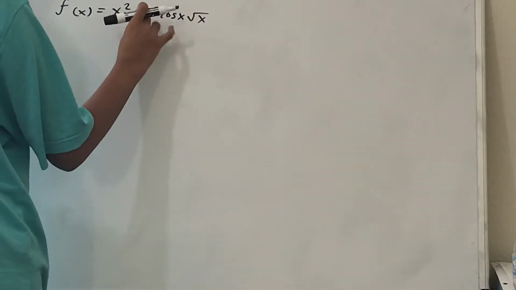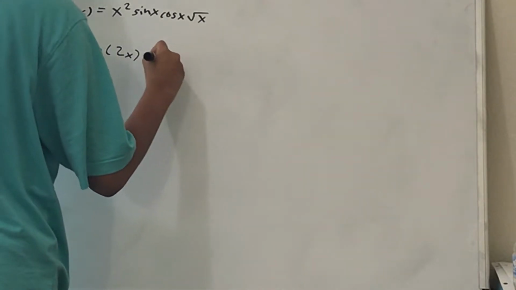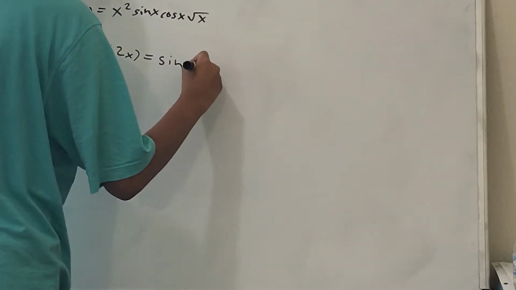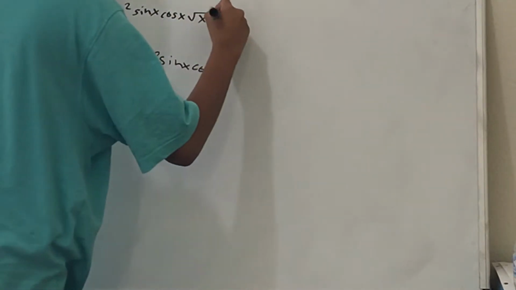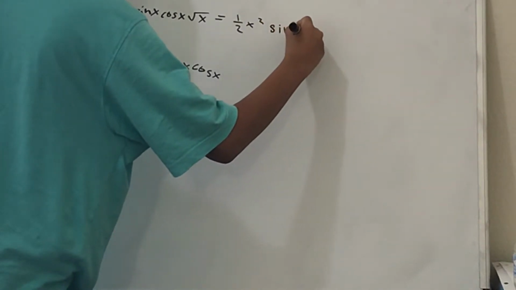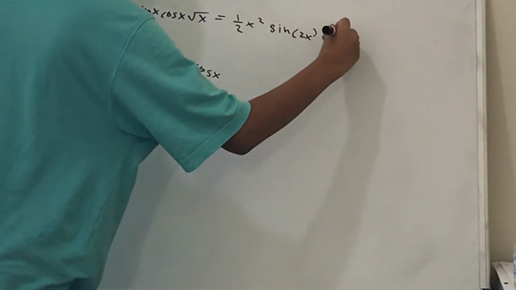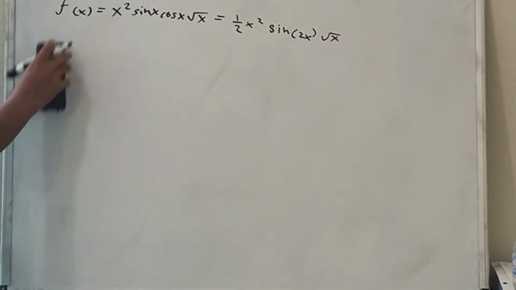First things first, we can go ahead and combine these two, because remember our trig identity right here, times 2. So this thing can simplify down to a 1/2 and then just sine of 2x root x, like that. Okay. Now we got that out of the way.